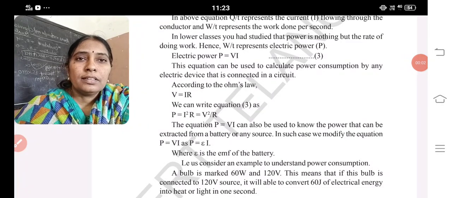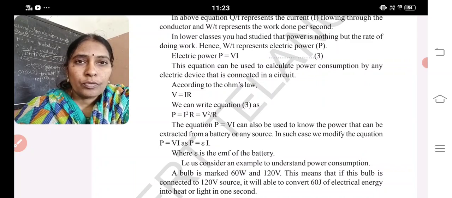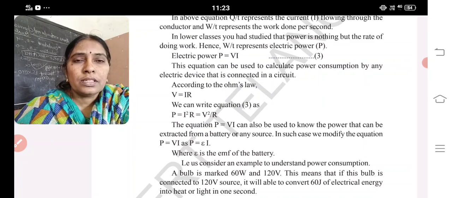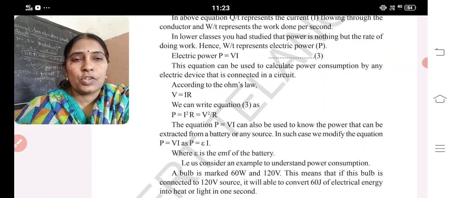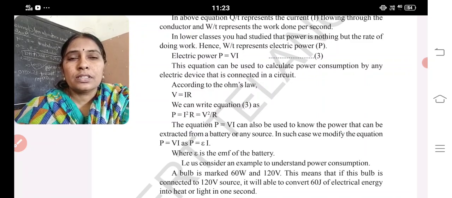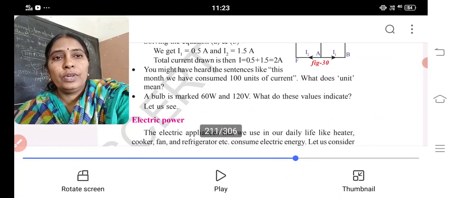Good morning children. In the last class, let me give a quick recap of what we discussed. We discussed Ohm's law and its effect in series connection, that is, equivalent resistance in series connection and equivalent resistance in parallel connection. Afterwards we discussed what electric shock is and how it affects us.